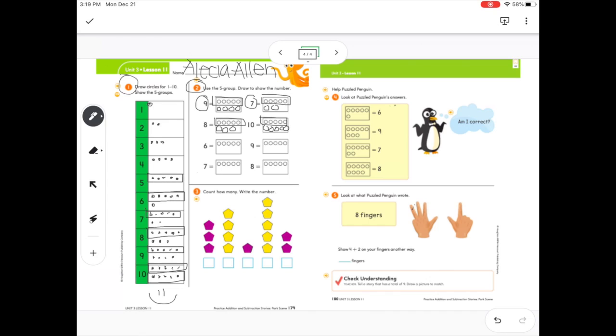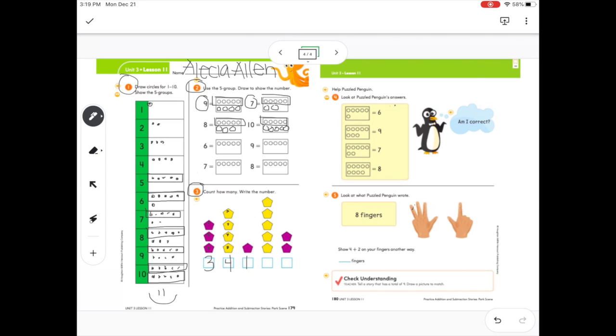Good work. Now that you're done with section number 2, we're moving on to section number 3. It says count how many, write the number. We've done this before, friends. I know that you can do this yourself. You are counting up. So start here. 1, 2, 3. Next one. 1, 2, 3, 4. I know that this is only 1.